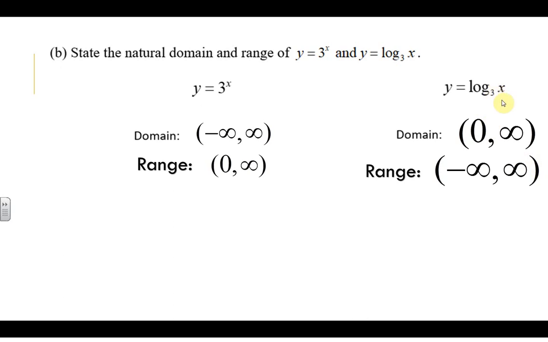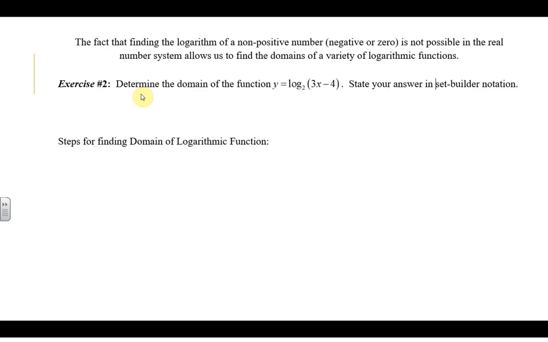So again, you're saying 3 to what power is x? 3 to something is not going to magically become negative. So that's why your x has to start at 0.